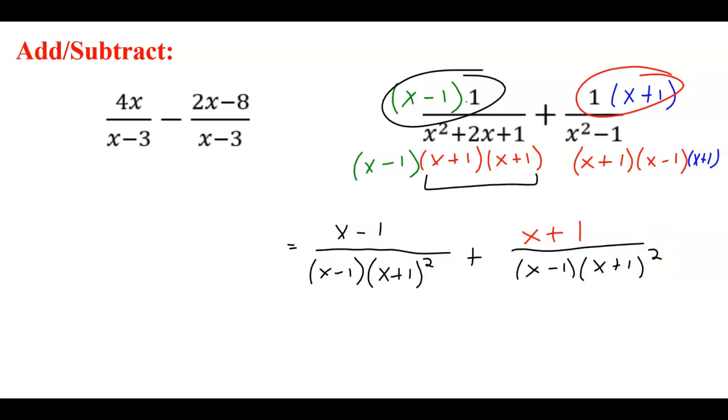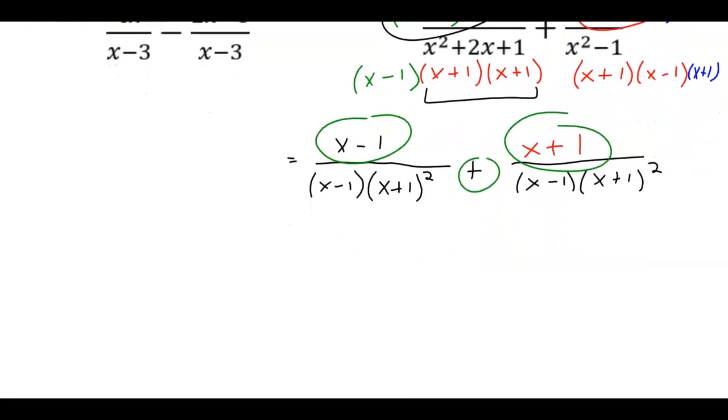So finally, the denominators are common. So in this case, we can add the numerators. I like to just write it all out, but you can probably do that in your head. So I have x minus 1 plus x plus 1. We just add straight across those numerators, all over the common denominator.